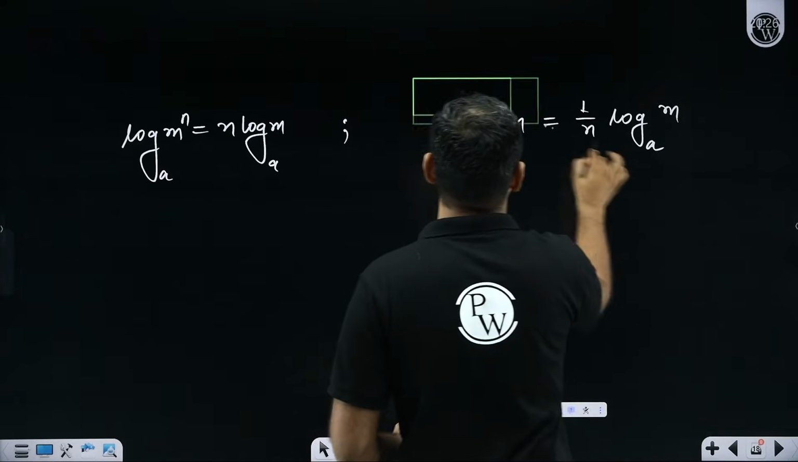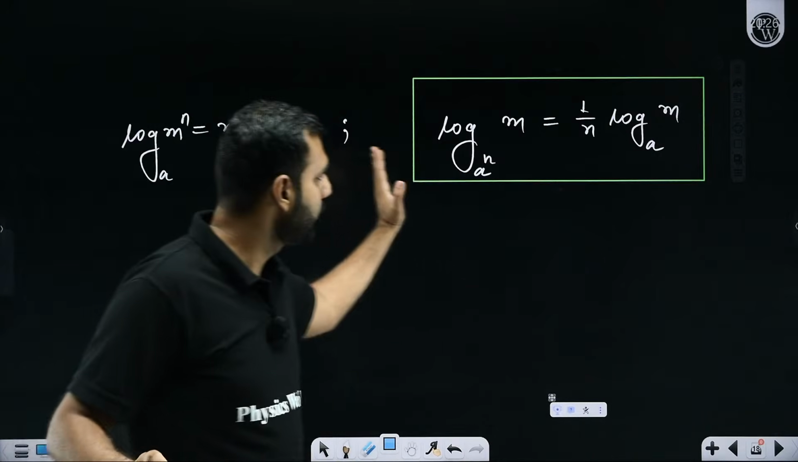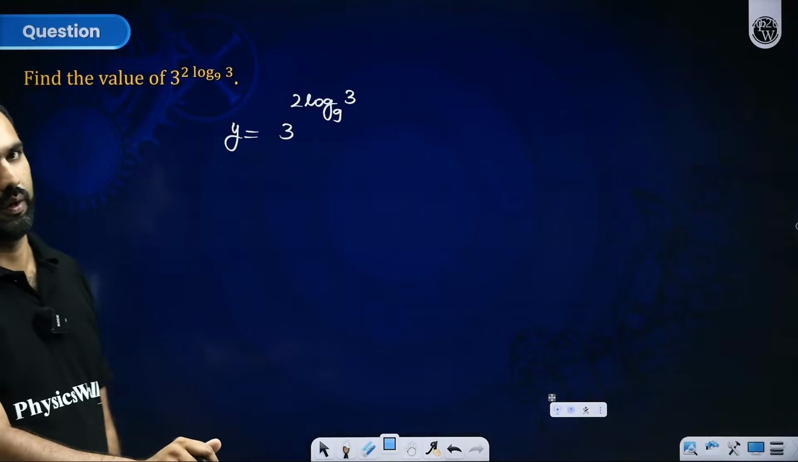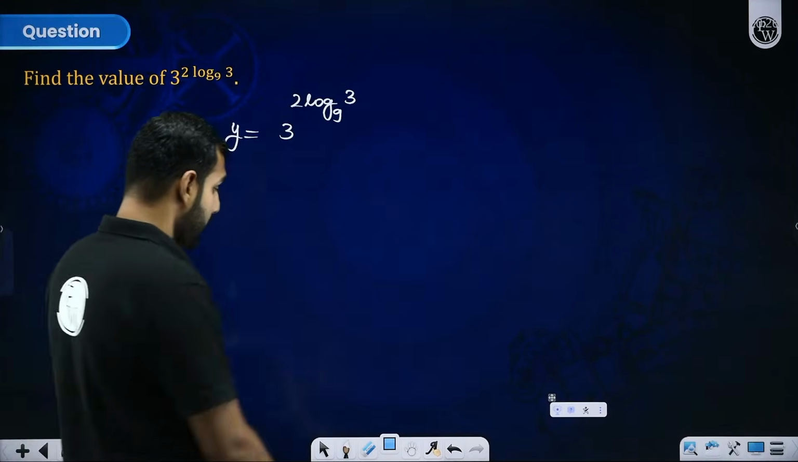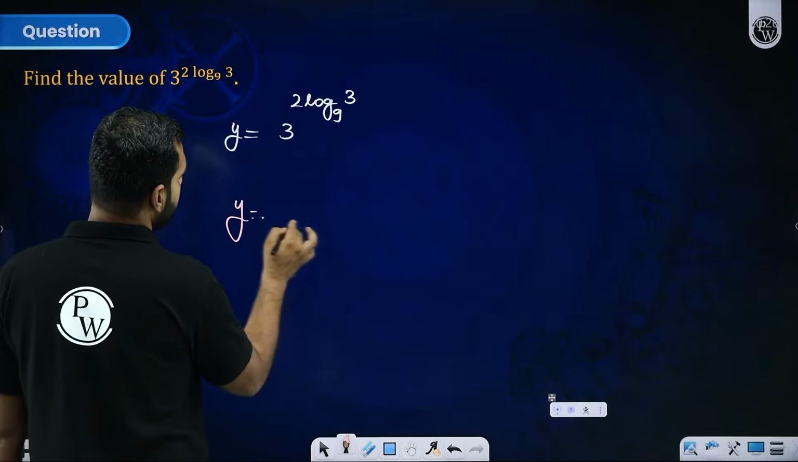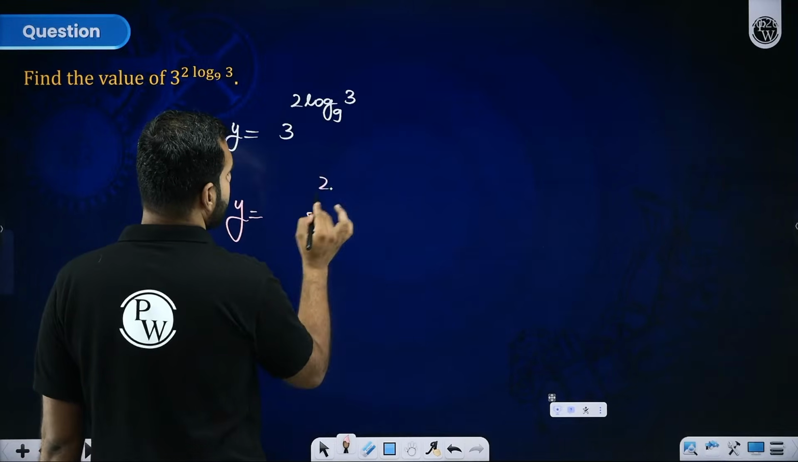How many of you are aware of this property? Now, if you are, we'll be using this property here in this question. Shall we? Can we? Why and how? Let's talk about that. So I'll be saying y is going to be 3 to the power, this 2, I'll write it here like that.